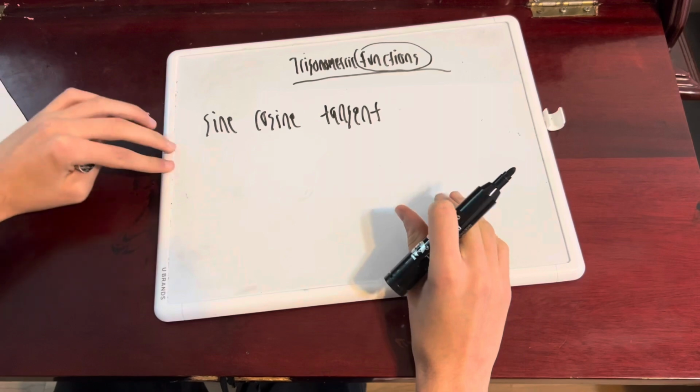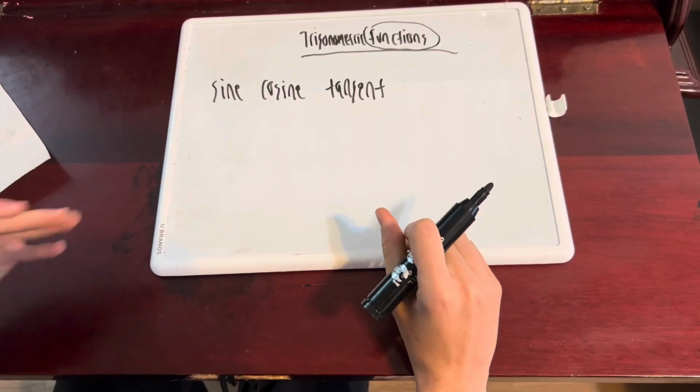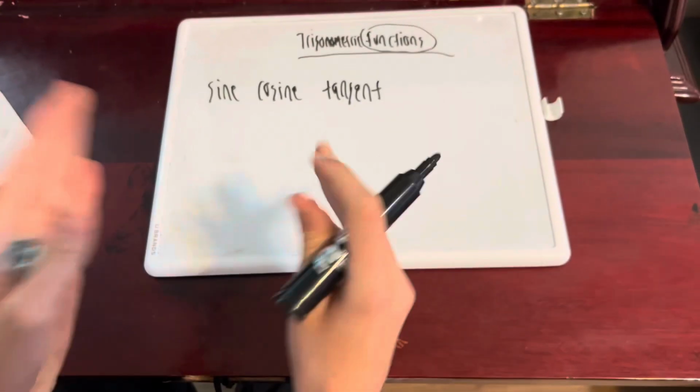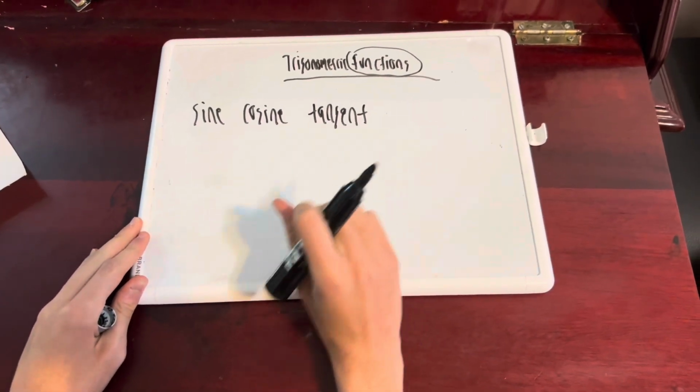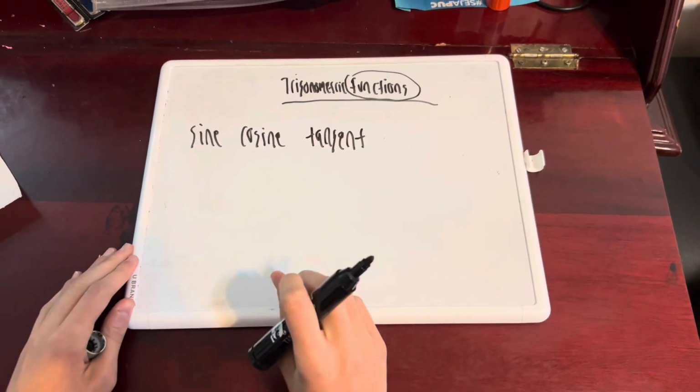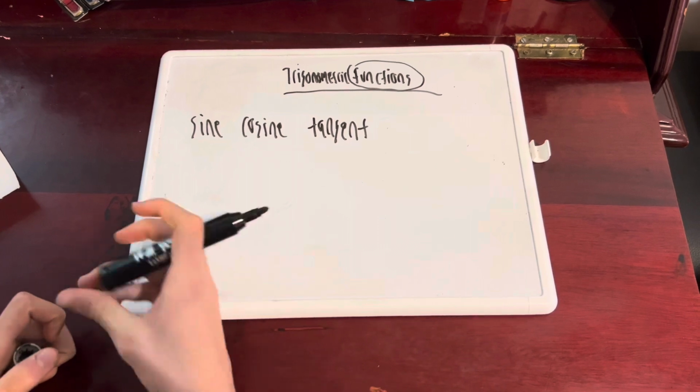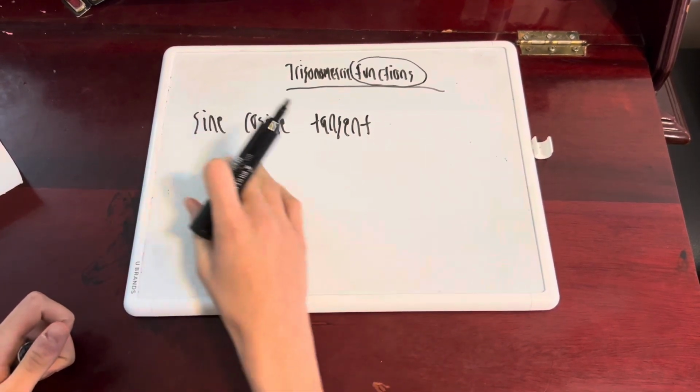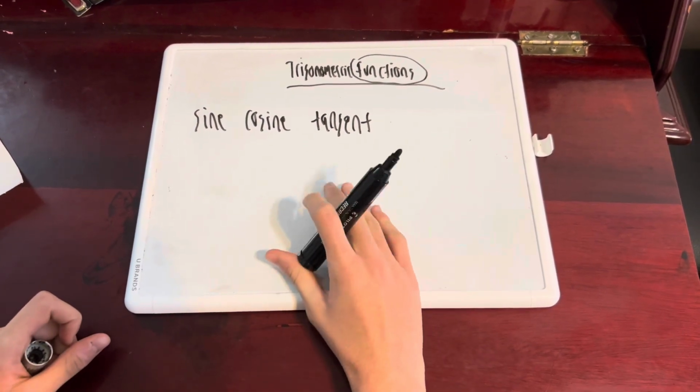When we're graphing these, we always have a parent graph, or a graph without any transformation, for each one of these. But before this, I want to give you guys some overview of what I'm going to be talking about in this unit involving trigonometric functions.